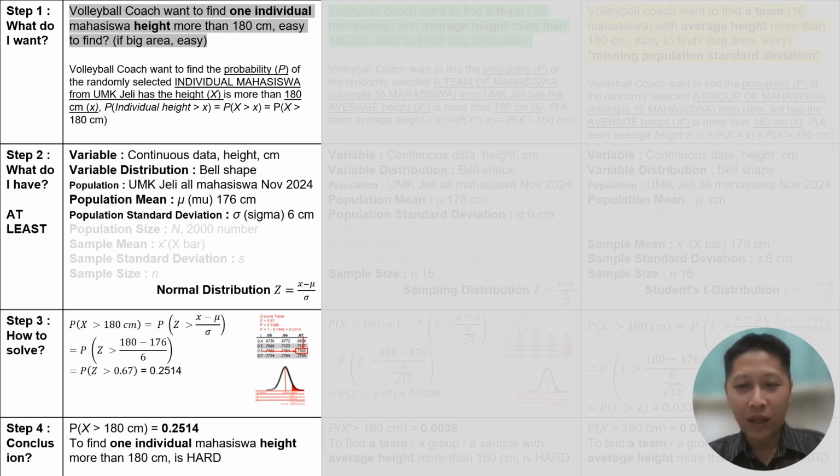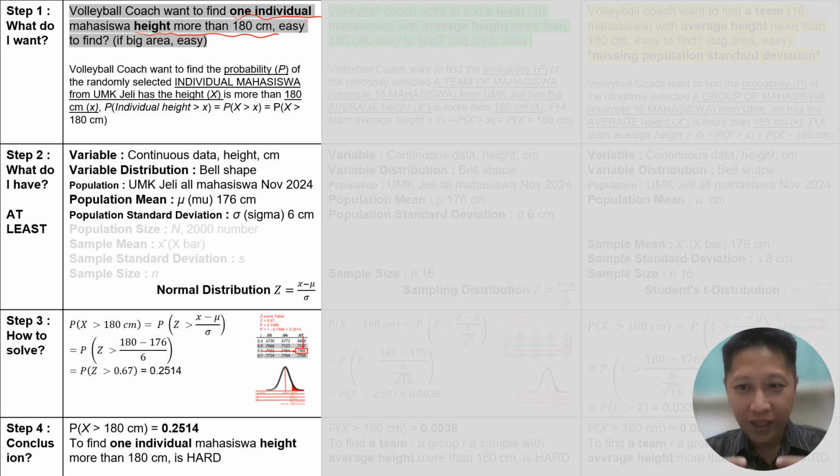For case number 1, we just want to find one individual, one mahasiswa that's very, very tall, 180 cm or above. Is it easy to find or not? Let's look at our first step, what do we want? We want to find one individual. The height is more than 180 cm.